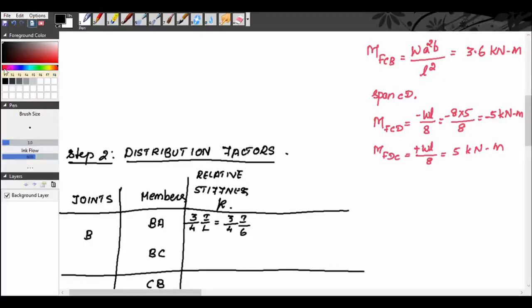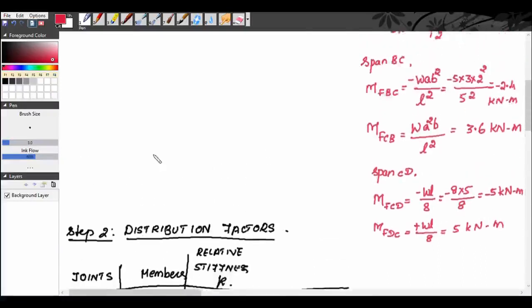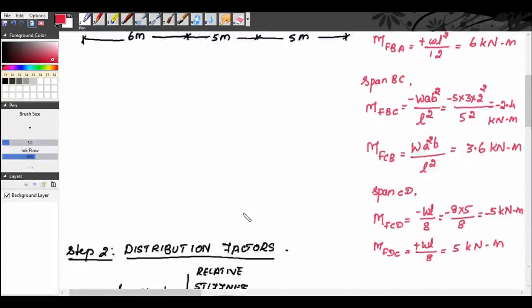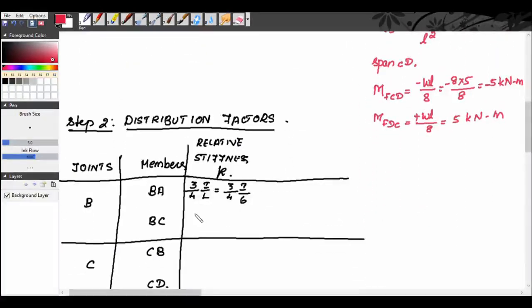Now for BC, when you consider the span BC, C is the far support and C is an intermediate support. If the support is an intermediate support, that has to be considered as fixed support. Intermediate supports carry moments, so intermediate supports will be considered as fixed support. So considering C as fixed support, our relative stiffness is I by L. But I is equal to 2I for the span BC, and the span length is 5. So it is 2I by 5.